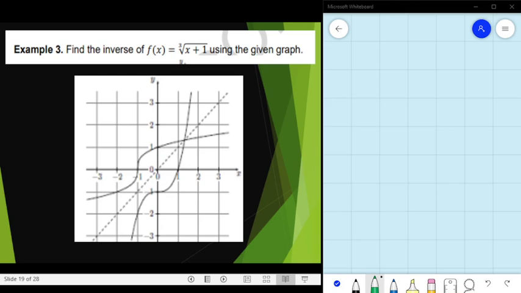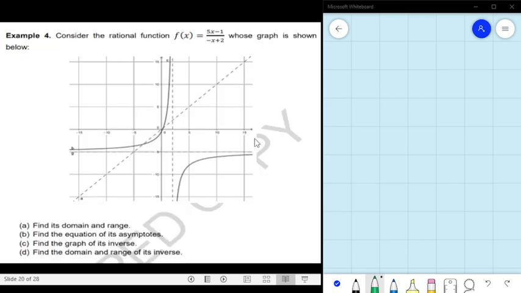Okay, so using a graph, we will analyze it. Next, we consider the rational function f of x equals 5x minus 1 all over negative x plus 2, whose graph is shown below. After that, we are going to find the domain and range, then find the equation of its asymptotes, find the graph of its inverse, then find the domain and range of its inverse.